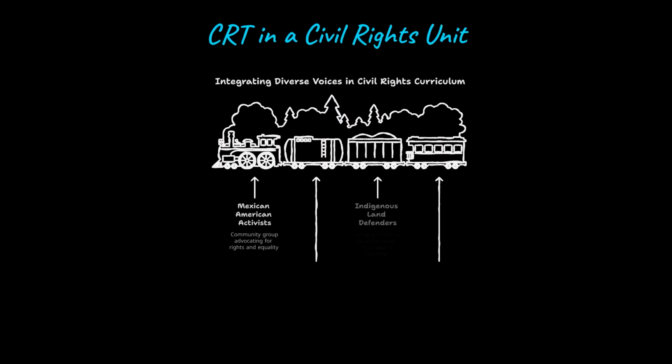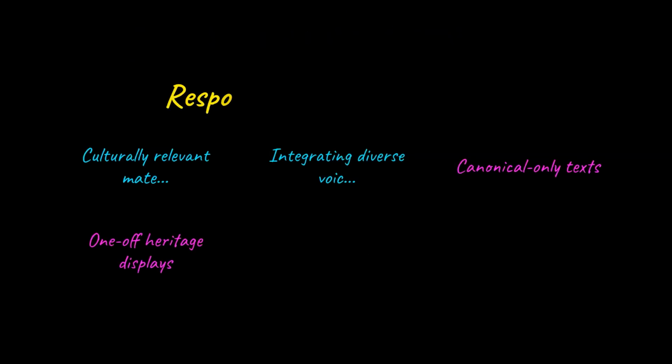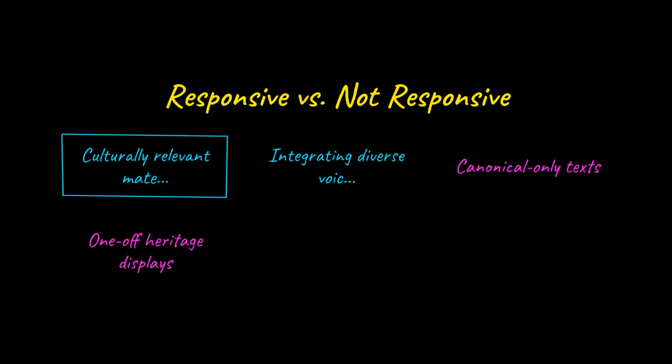Picture a social studies teacher building a civil rights unit who deliberately selects primary sources from Mexican American activists, Black labor organizers, Indigenous land defenders, and Asian American student groups. The topic stays anchored to the standard curriculum, but the voices delivering that history reflect the full breadth of her students' communities. On exam items, signal words like culturally relevant materials and integrating diverse voices point towards CRT.